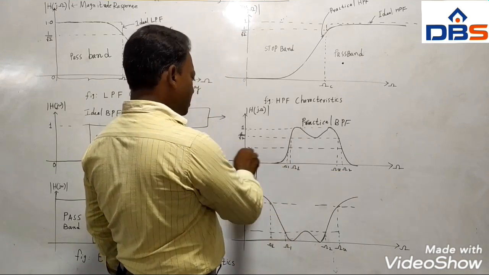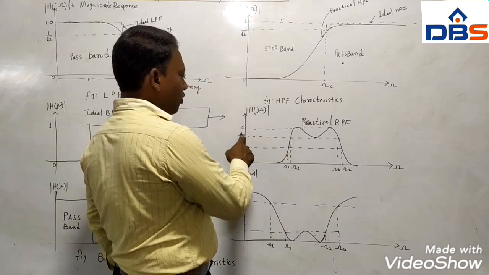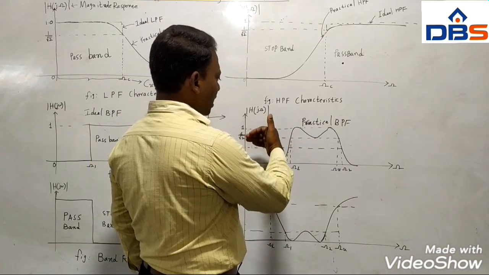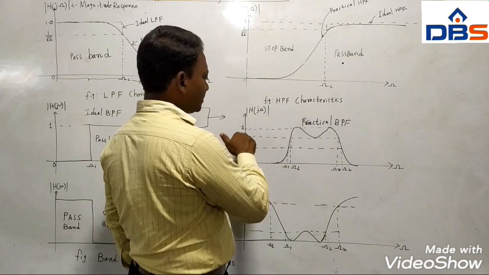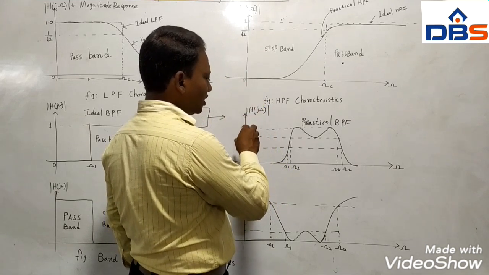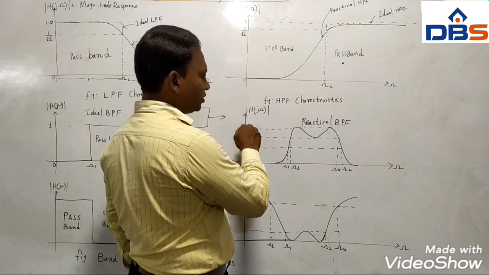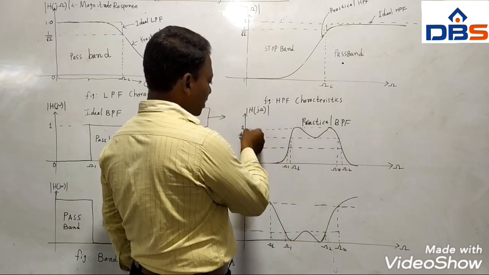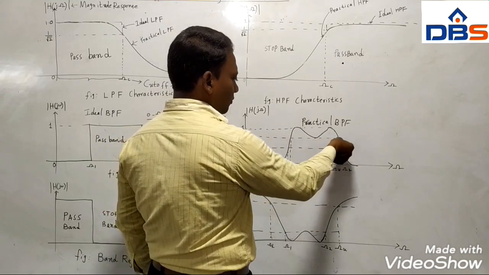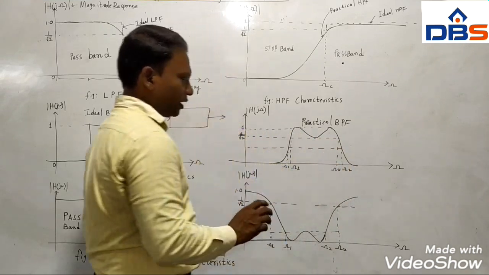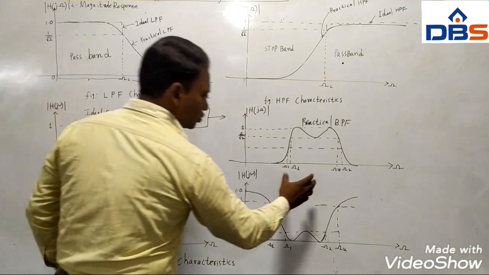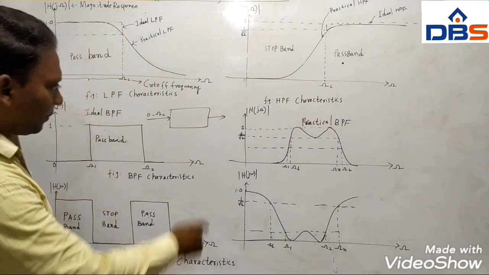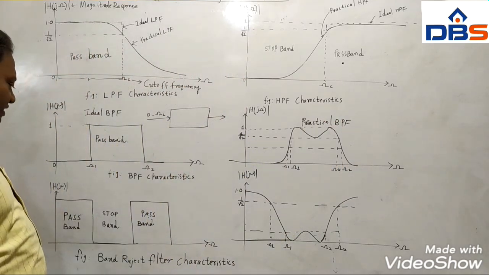This is another specification. Most of the time we consider the 1 by root 2 point, the magnitude where the response becomes 3 dB down, or 3 dB less than the maximum value. Here the maximum is 1, and this is 1 by root 2. At that 1 by root 2 we define the lower and upper cutoff frequencies. So it passes only these frequencies and stops all the remaining frequencies. That is the practical band pass filter characteristics.